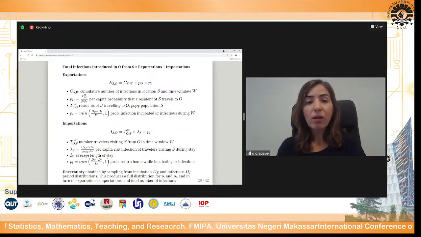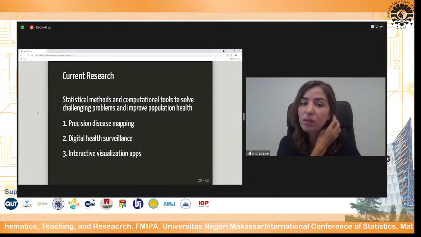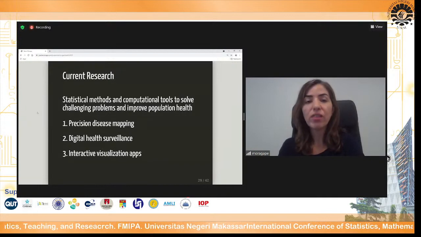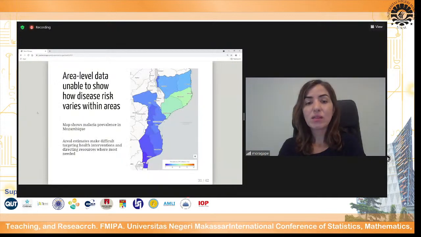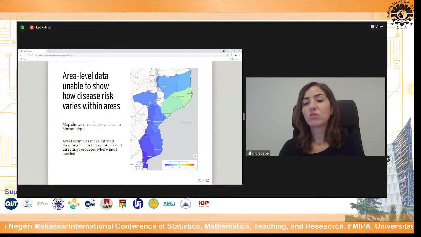So right now I'm working on statistical methods and computational tools to solve challenging problems and improve population health. I'm very interested in precision disease mapping. As you know, disease maps are very important to understand the geographic and temporal patterns of diseases, identifying risk factors, measuring inequalities, and allocating resources. And usually, these maps are given at an areal resolution.